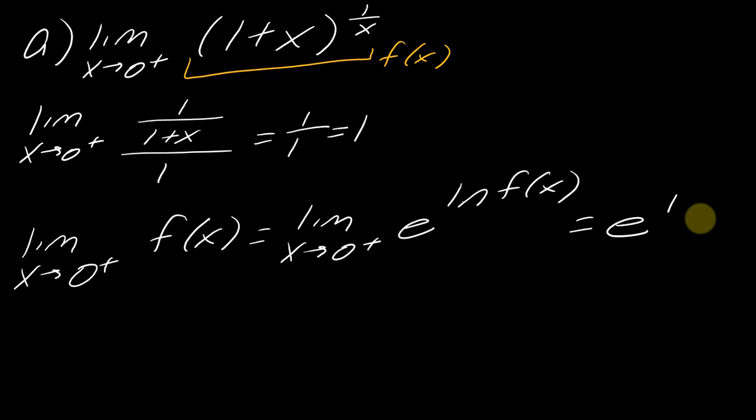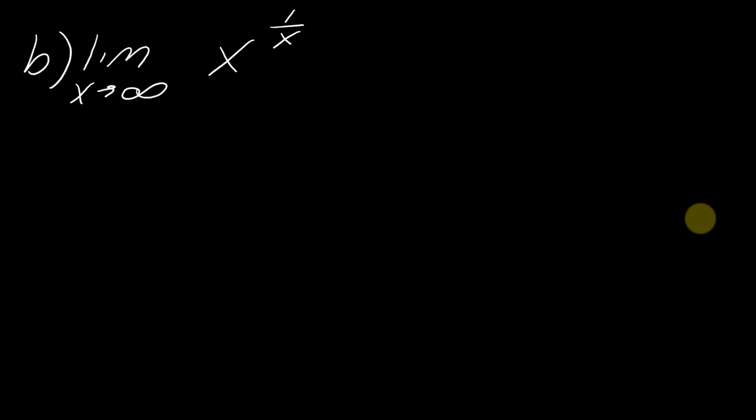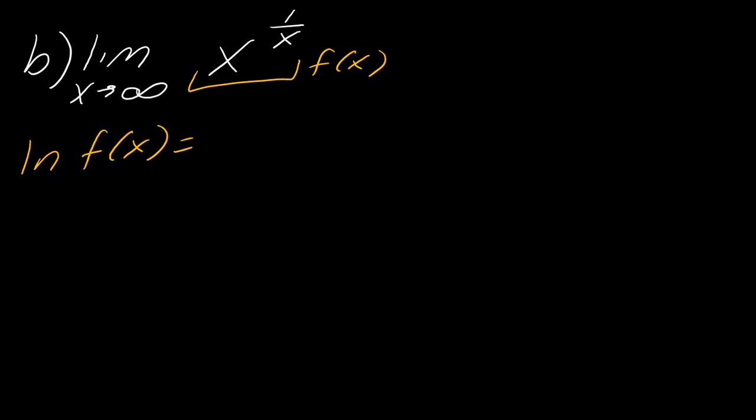Okay, so let's do another one. All right, so now I've got the limit as x approaches infinity of x to the 1 over x. Just to verify that we got the indeterminate form, this is going to give us infinity to the 0. So we know that we need to do something here. Once again, remember, this is going to be my f of x. And where I want to start is to think about taking the natural log of that function. If I take the natural log of x to the 1 over x, I can rewrite this as 1 over x times the natural log of x.